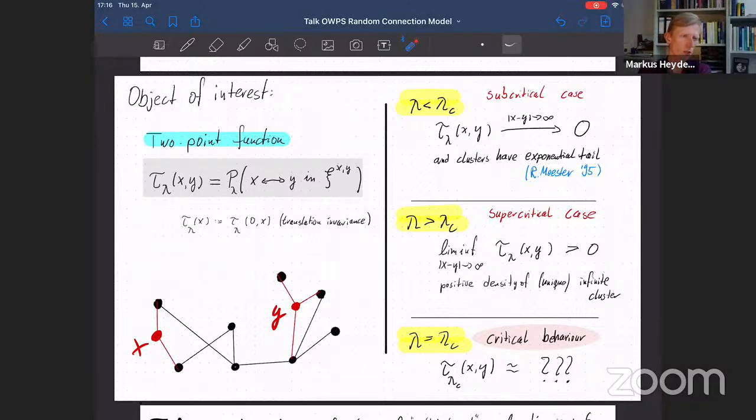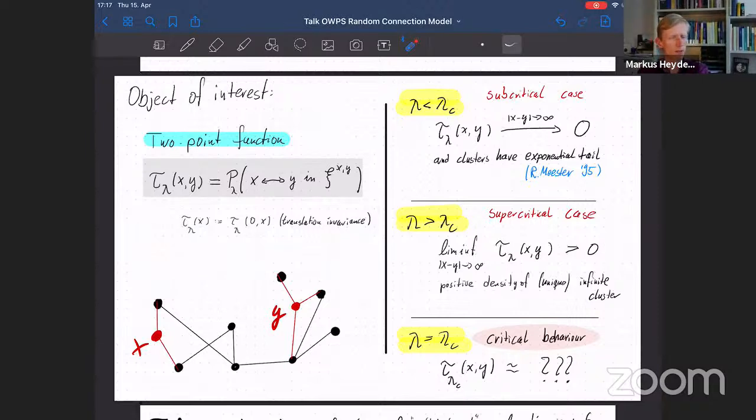That is really strong, and that was already proven in the 90s by Meester. Like many results in the 90s, the technique was to discretize and then use techniques from the lattice case, carry them over to the continuum and take limits. So that was Meester's proof strategy.